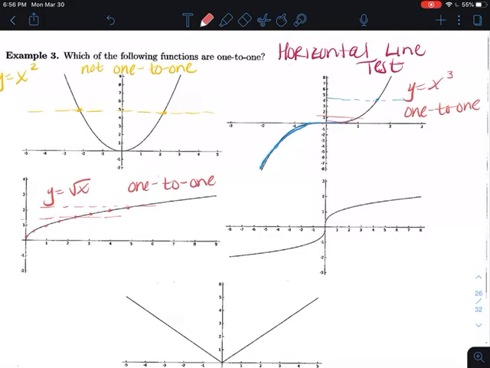It works just like the vertical line test, except you're looking at a horizontal line. Sometimes I'll say a quick way of doing it also is just to turn your paper horizontally and use the vertical line test. It's the exact same thing. All right, here, this is a cube root function, y equals cube root of x. This is a one-to-one.